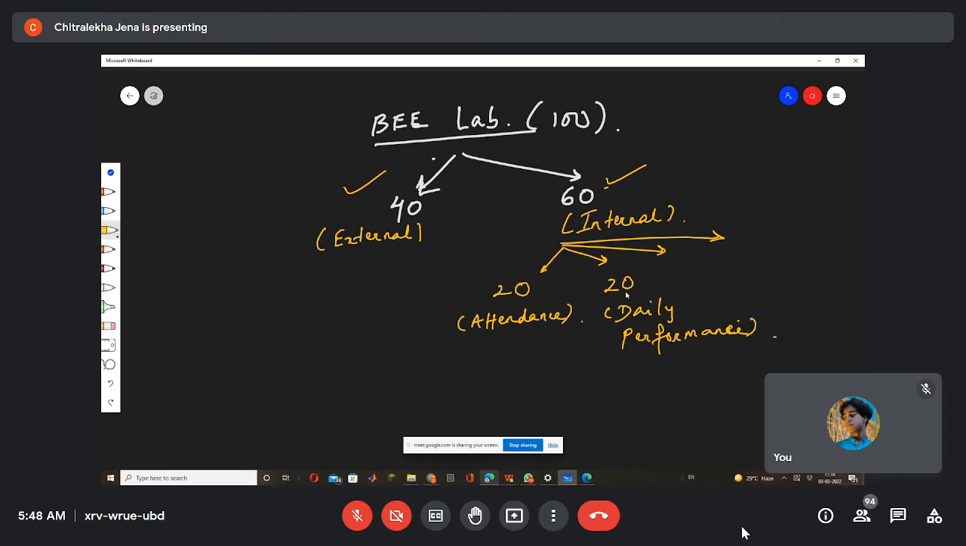Another 20 marks is your report preparation. I will give you the Google Classroom link. After completion of the experiment, you will write a report and make it a single PDF. I will tell you what to write, don't worry. Then you will upload it in the Google Classroom for each experiment. So this is your 20, 20 and 20.